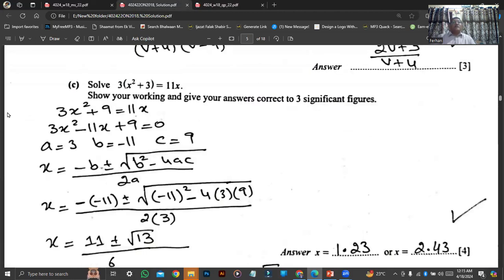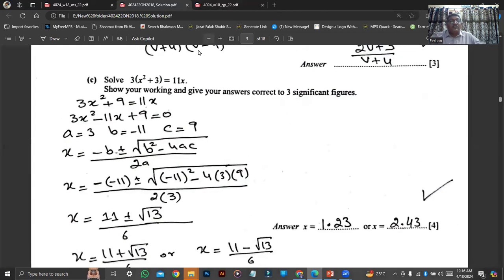So when you open that bracket, you will have 3x, that 3 is multiplying with both the terms in that bracket. So you will have 3x squared plus 9 equals to 11x. So 3x squared minus 11x plus 9 is equal to 0. So the a is 3, b is minus 11, and c is 9. You know the quadratic formula, x is equal to minus b plus minus under root, and under the root we have b squared minus 4ac, and in the denominator you will have 2a. Just substitute the values of a, b, and c.